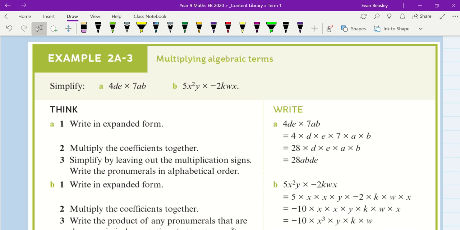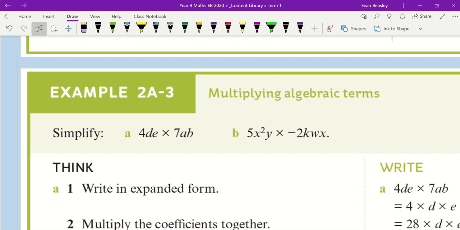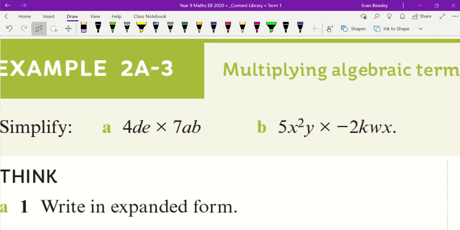Let's have a look at a few of these now. What do we do? We multiply the coefficients together. So 7 fours are 28. And then we've got d times a or de times ab. In this case, I'm just going to add in each of the coefficients. So that will be my simplified expression there.